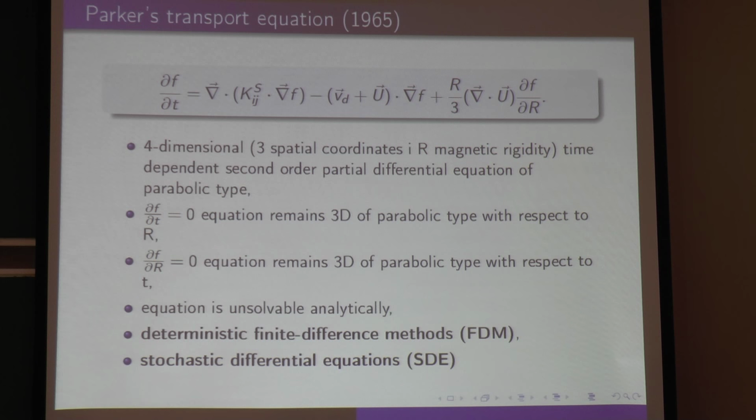What about U, capital U? Does this depend on R? No, because in the heliosphere solar wind velocity versus distance is quite stable and is constant. What about K? Does this depend on R? Yes, diffusion coefficient depends on distance, on magnetic rigidity, and on time also. So how do you know Kij? I will show.